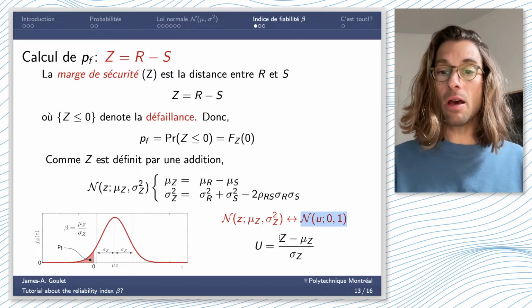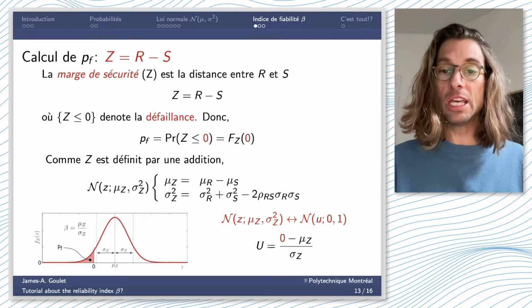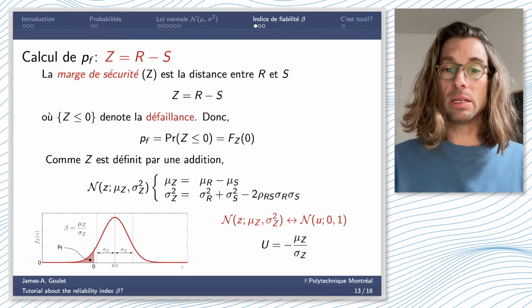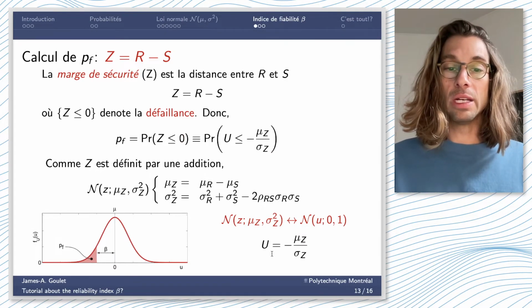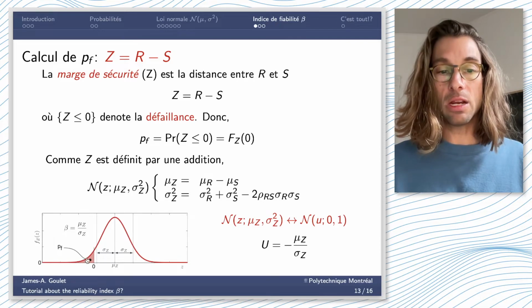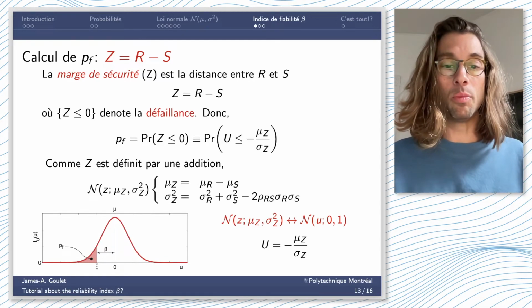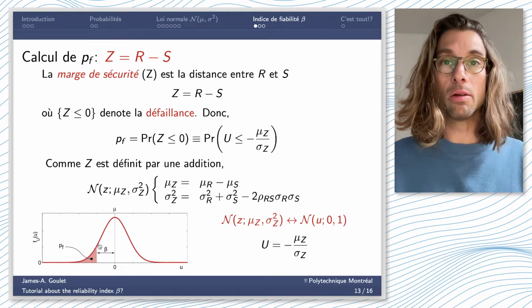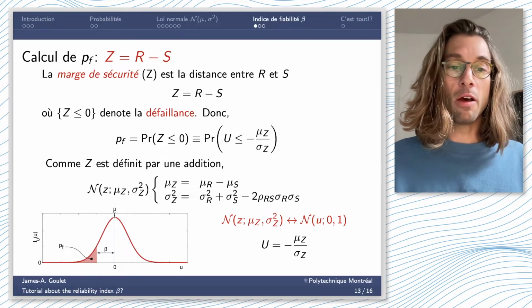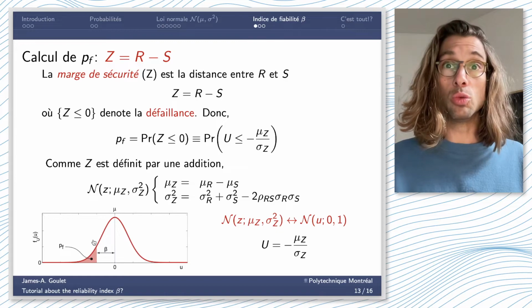Okay, so now we want to evaluate the specific case where Z equals 0. In that case, it corresponds to U equals minus mu Z divided by sigma Z. So we can represent not our Z space, but our U space, the standard normal one. The probability content we're seeing here is absolutely equivalent to the probability content we're seeing here.